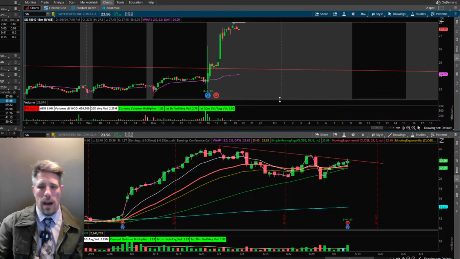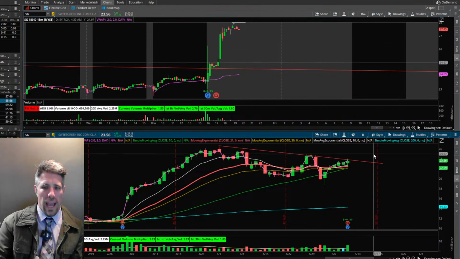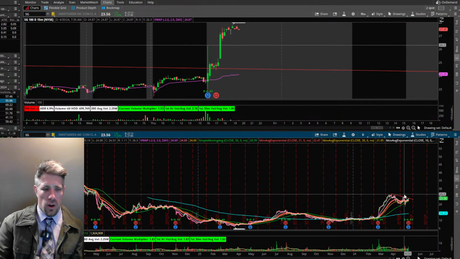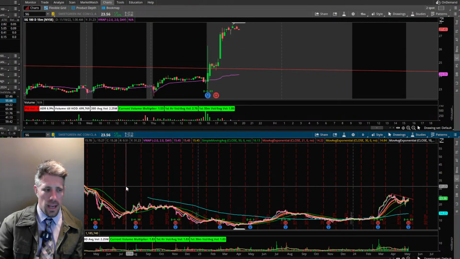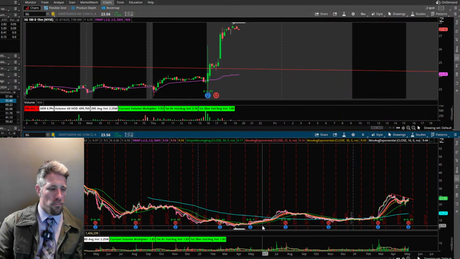Sweetgreen is going to be on my watch list because it broke above all of its main moving averages. It's broken above its all-time high. I'm going to consider that my all-time high. It's also a newer IPO, so seeing this thing break above this.